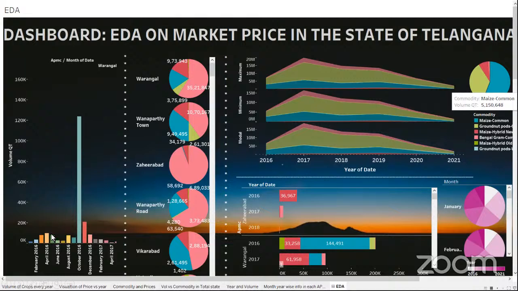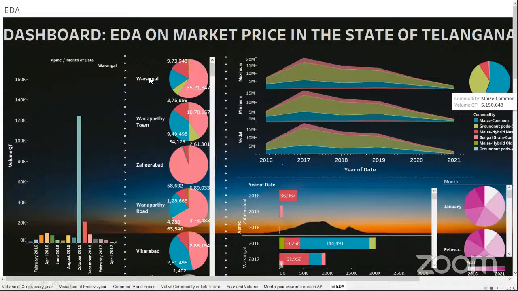We had the APMCs versus the month of the data. In the whole data we can scroll and see from 2016 to 2020 what data has been manipulated or has fluctuated, and in what specific month we have the highest production of a specific crop. That kind of information we could get from the EDA on our dashboard, which is done using Tableau.